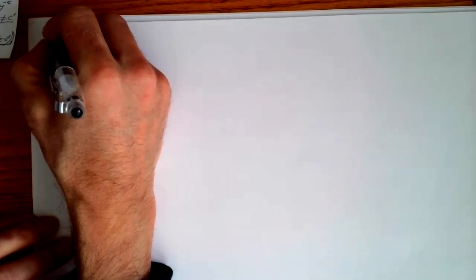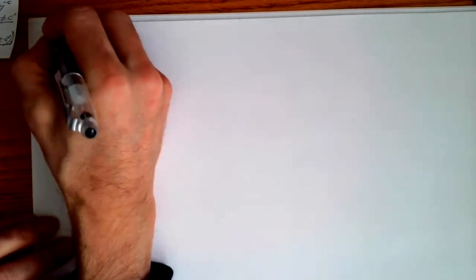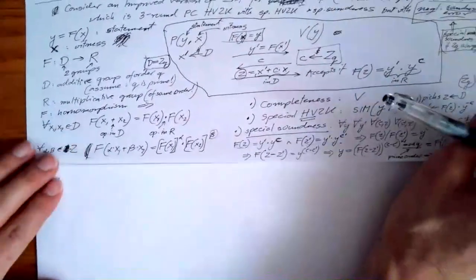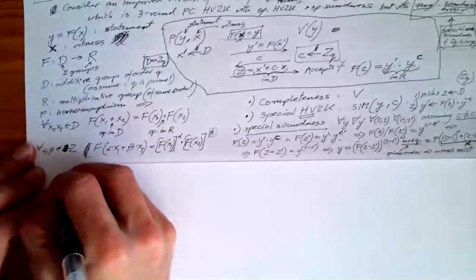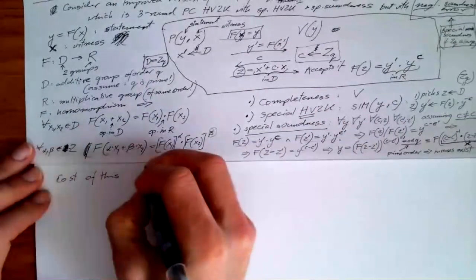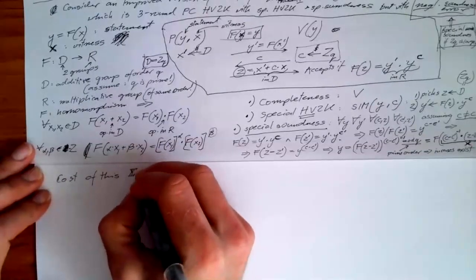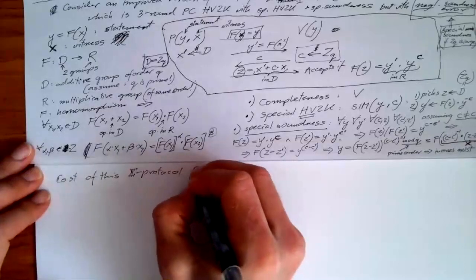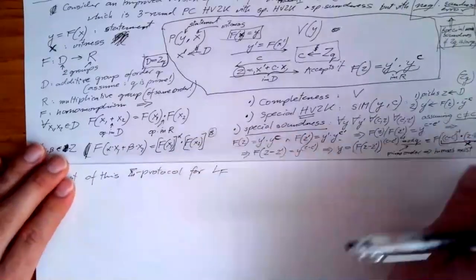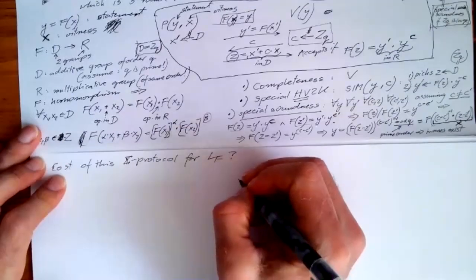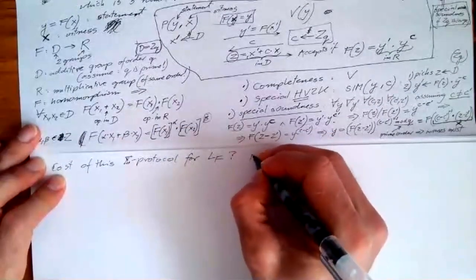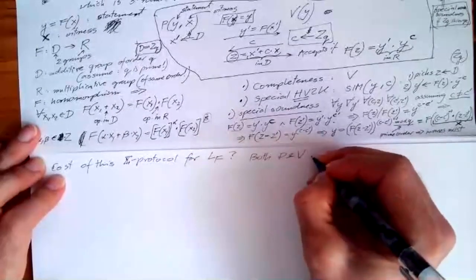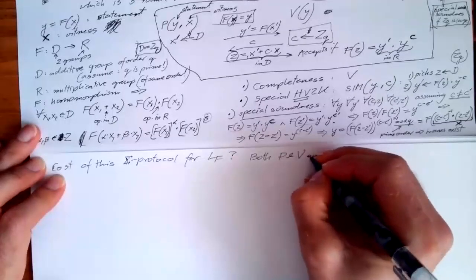Okay. So now, let's see. Did we increase the cost? Not really. So what's the cost of this Sigma protocol for the language of homomorphic function images? Both prover and verifier apply, compute F.